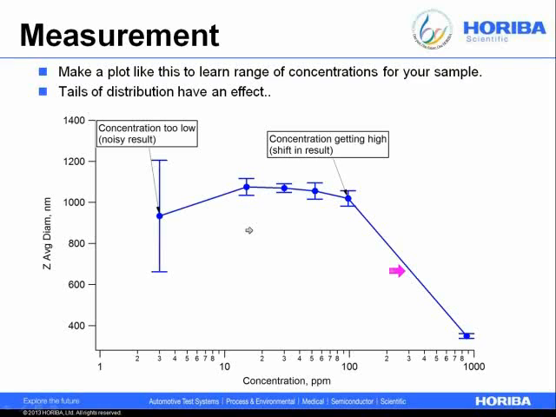So when I go to make measurements in the future, I'll tell people, well, look, make your sample between 15 parts per million and 60 parts per million, which is a pretty wide window to work with. So, a 5 to 1 range. The tails of a distribution have an effect on the results of this kind of plot.